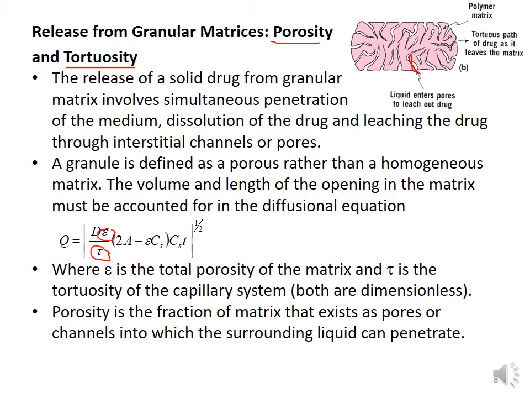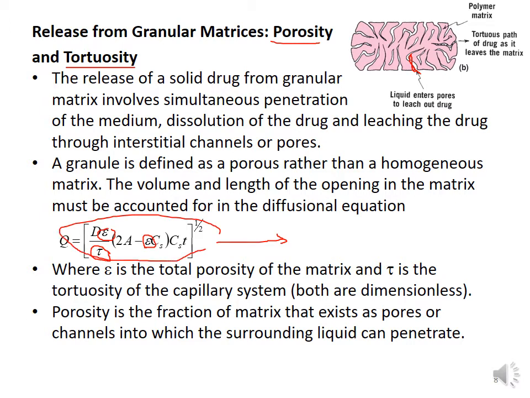So in the case of a granular system, the tortuosity and porosity are taken into account in Higuchi's model. Therefore, in a heterogeneous system, the amount released per area equals the square root of the diffusion coefficient multiplied by epsilon divided by tau, multiplied by (2A, which is the drug dissolved and undissolved, minus epsilon, which is the porosity, multiplied by the saturation Cs), multiplied by time.